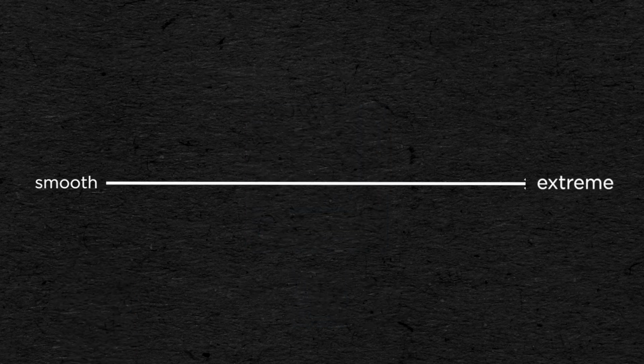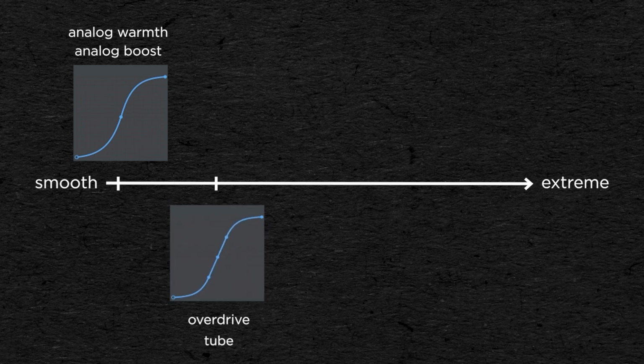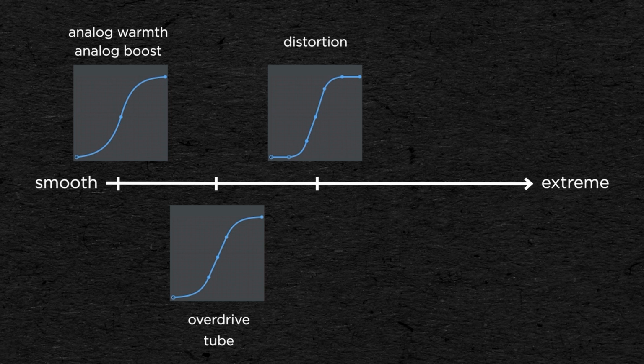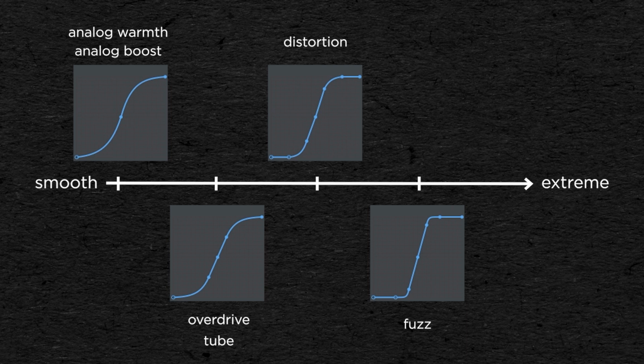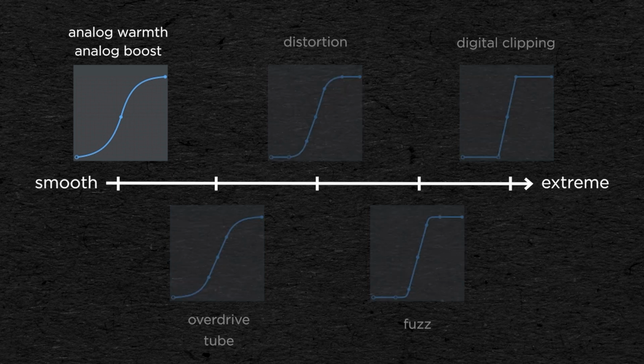From the smoothest to the more extreme, there's the analog warmth or analog boost, with a very smooth slope that barely distorts the waveform. Then the overdrive or tube that offers a gentle distortion, often used in blues for example. Then the distortion with a harder curve that provides a much more distorted sound, used a lot in rock and hard rock for example. And above that are the fuzz pedals that really squash the signal with a hard curve. This is used a lot in hard rock and metal music for instance. And at the end of the spectrum is the digital clipping with no slope at all, which gives a very harsh sound.